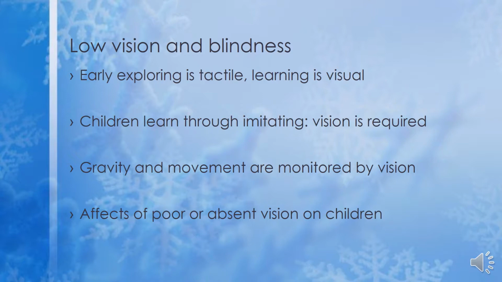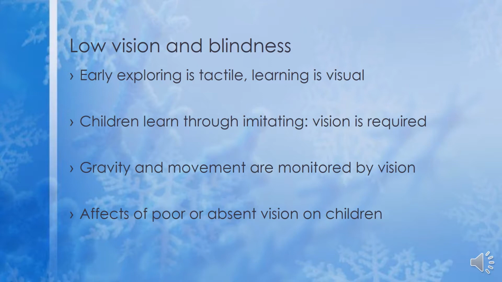Well, when children first start to explore their environment, they can see, but they also explore through touch and taste. They want to take everything and touch it and put it up to their mouth and smell and touch and taste. But when children start learning from others in their environment, when they learn how to do tasks, they learn through vision. They learn by imitating.